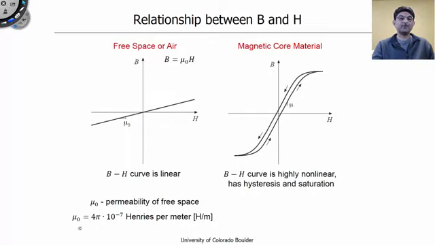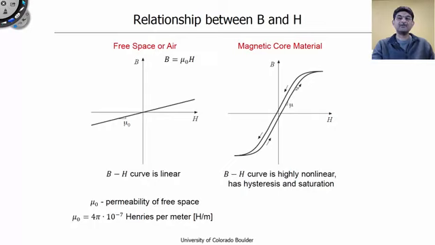The value of mu naught is 4 pi 10 to the minus 7 henries per meter, and it is a universal constant. The relationship between B and H in a magnetic material is not so simple. Here you can see the relationship between B and H for an example magnetic material. As you can see, this curve is nonlinear. As the value of H increases, the slope between B and H decreases. Also notice that this curve is multi-valued. The value of B depends on whether H is increasing or whether H is decreasing.